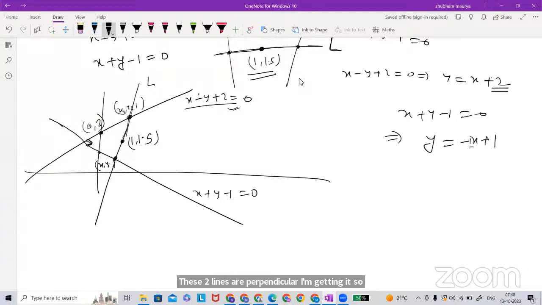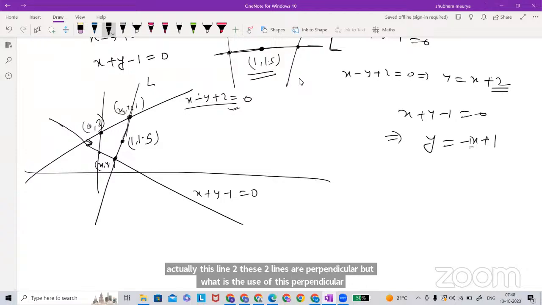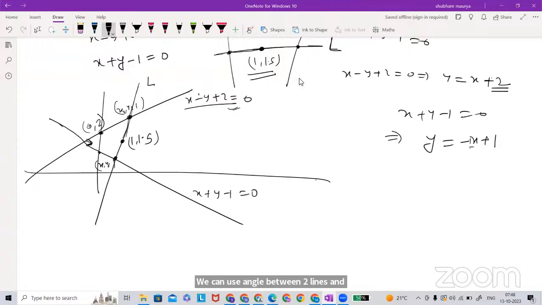But what is the use of this perpendicularity? We can use the angle between two lines, tan theta equals M1 minus M2. So which angle can we find so that the slope we can easily calculate? We want, because this point is given, the slope of this line, at least this line segment that is lying on that line. So how can we find the slope? Because the point is given, we can use the one point formula and calculate the equation of the line.